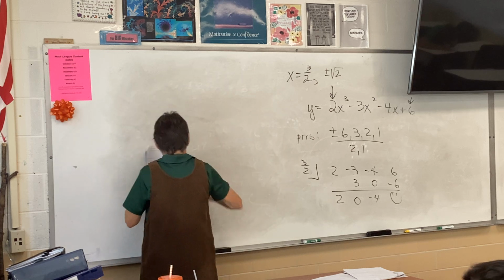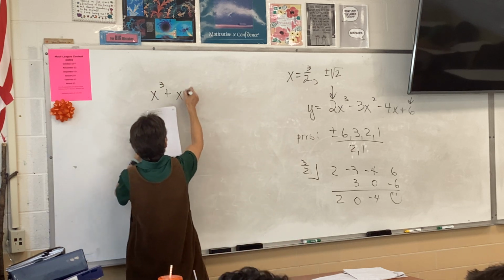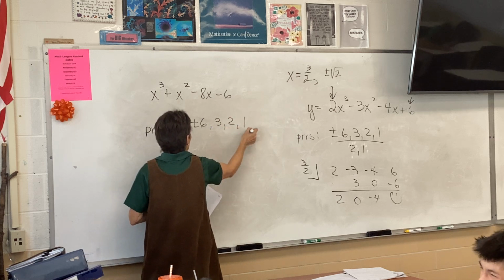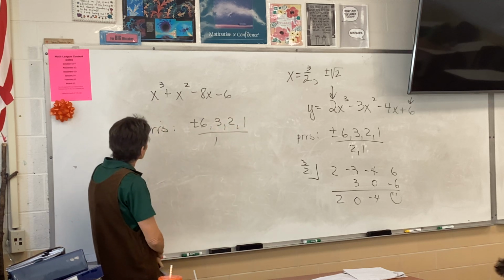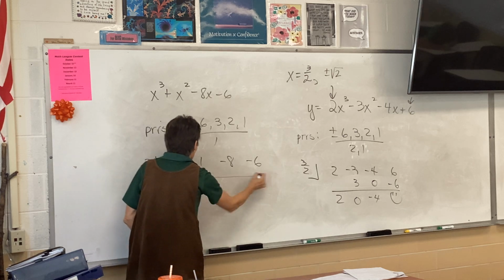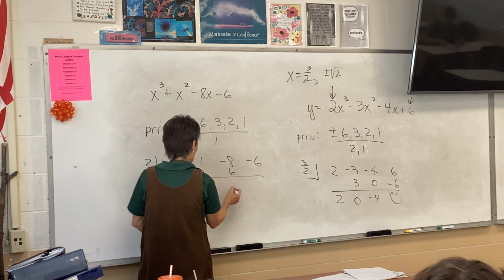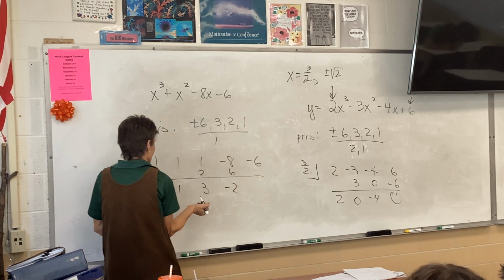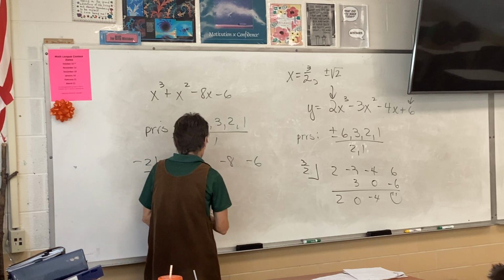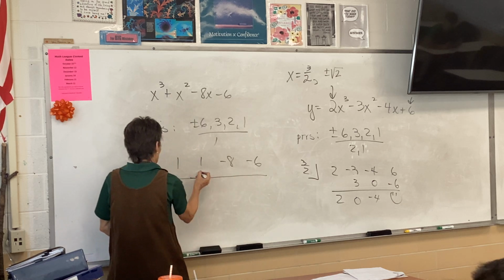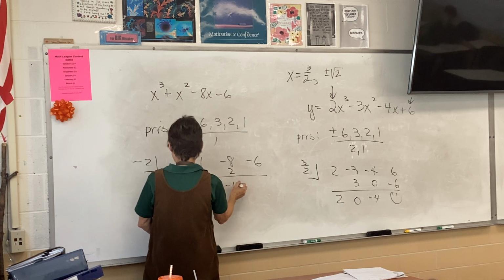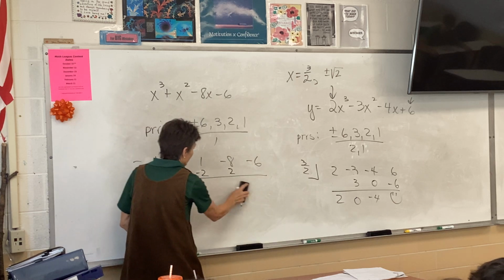This one I think will be a little easier. First of all, this one isn't gonna have any fractions because why? PRRs are factors of 6 over factors of 1. So what shall we try? Try 2. Two didn't work. Oh, somebody found one. Let me keep going. What did you say works? Negative 3.